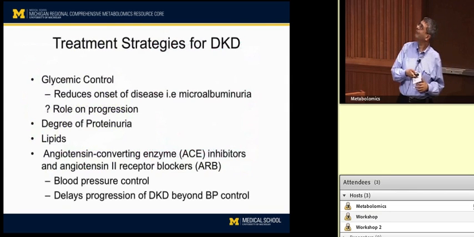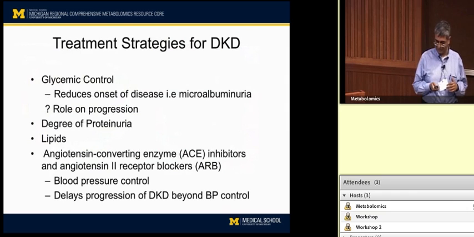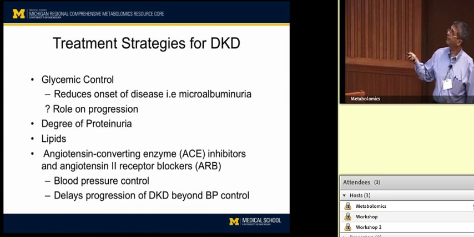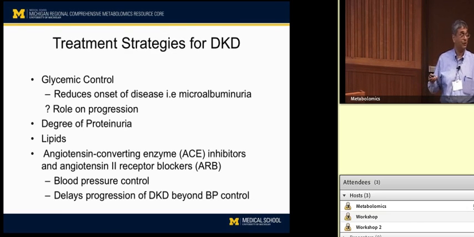The strategies currently employed include blood sugar control. This is known to reduce albumin or protein excretion in the urine, which is the initial stage of the kidney disease, but its role in progression is not clear. Once you have documented kidney disease, does lowering blood sugar really change your outcomes? It's not entirely clear. The degree of protein in the urine does predict progression.